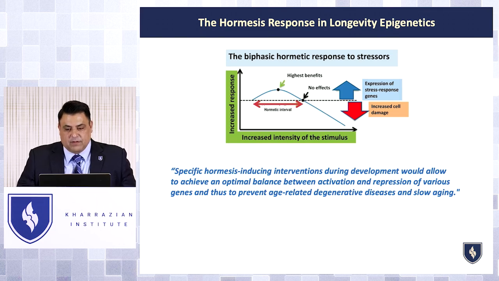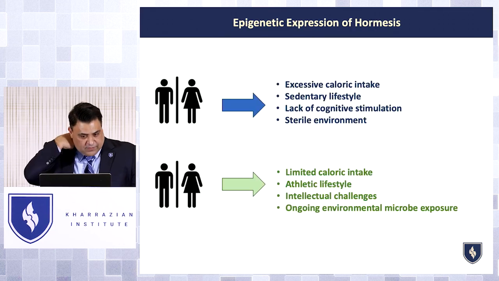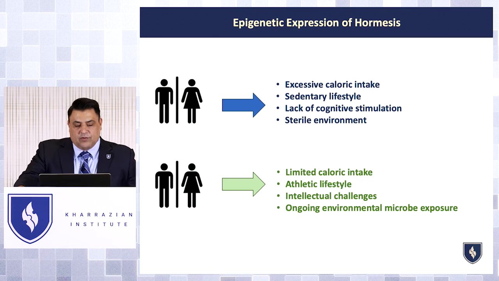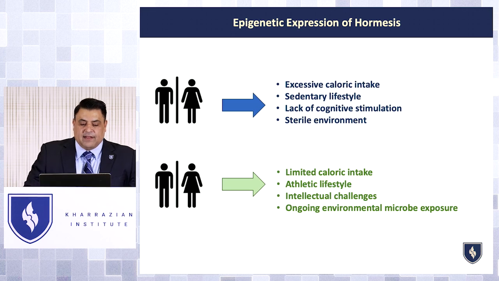And we gave the example earlier in the introduction of the course, a situation where you have, let's say, male or female, and they have excessive caloric intake, sedentary lifestyle, lack of cognitive stimulation, sterile environment. There's really no hormesis. There's nothing that's really stressing their physiology. If you compare that to someone who's got limited caloric intake, athletic lifestyle, intellectual challenges, ongoing environmental microbiome exposure, they're going to have a completely different outcome of aging.